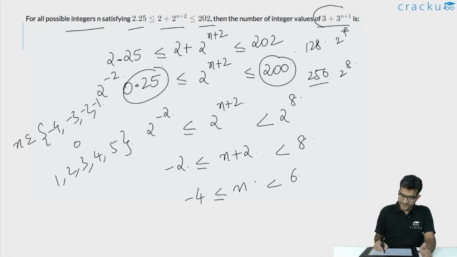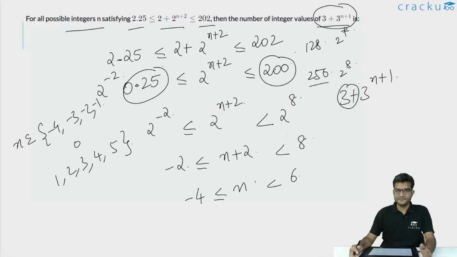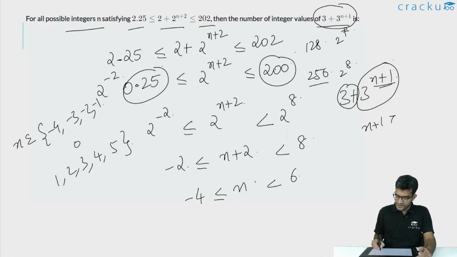We are asked to find the number of integer values that 3 plus 3 to the power n plus 1 can take. 3 is an integer, so for this we can ignore it. We want 3 to the power n plus 1 to be an integer. So n plus 1 should be greater than or equal to 0. Because if n plus 1 is less than 0, 3 to the power that number will be a fraction. For example, 3 to the power minus 1 is 1 by 3, which is a fraction. If you add 3 to it, which is an integer, you will still have only a fraction, which in this particular case is 10 by 3.